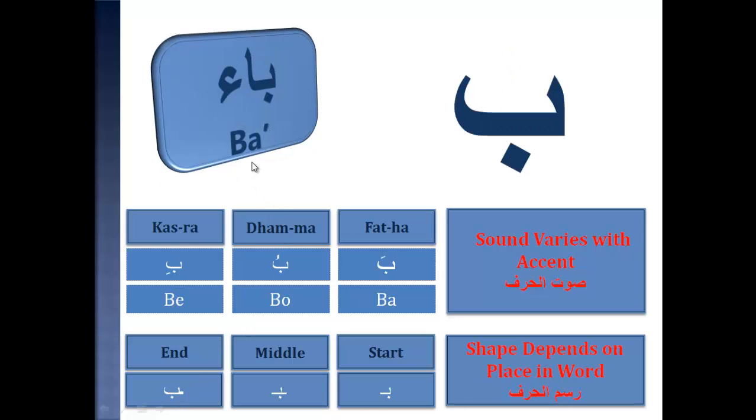The second letter is ba. The three basic sounds are ba, bu, and bi. For the writing part, think of the ba as two sections, the front section and the ending section. For the start and the middle of the word, only the front section appears. For the ending of the word, both the front and the end section, so the letter takes its original shape.